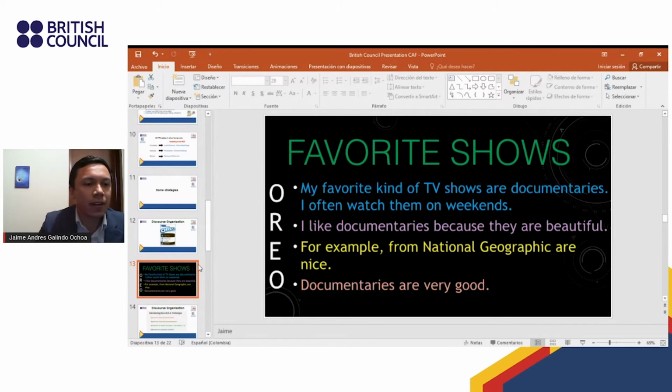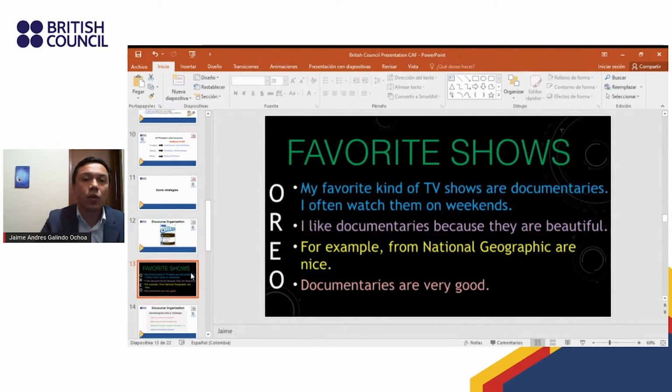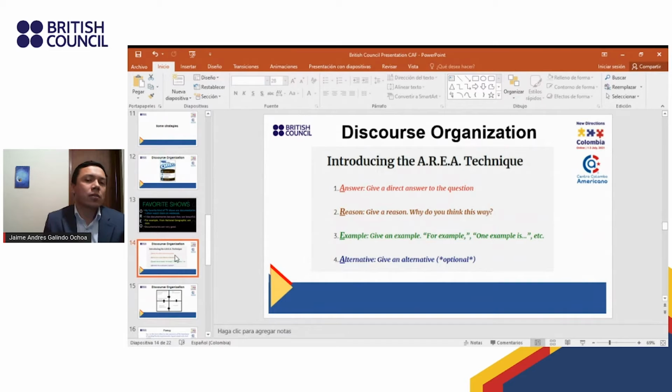As you can see, this is a very simple discourse organization strategy that could be applied in a basic course, and that was triggered by showing the teacher that he or she needed to implement these course strategies. Other teachers found strategies like AREA, which is probably a strategy that you already know. A stands for answer, R stands for reason, E for example, A for alternative. So it's another way to organize discourse.